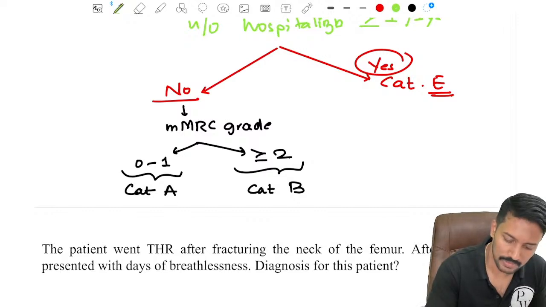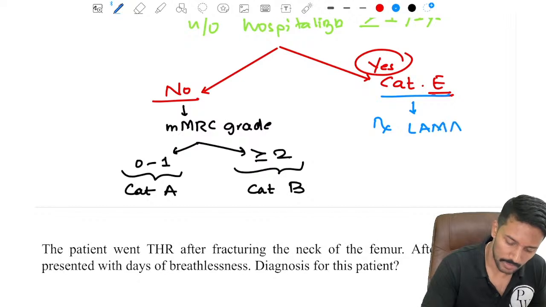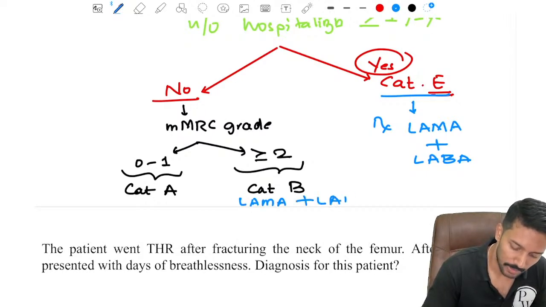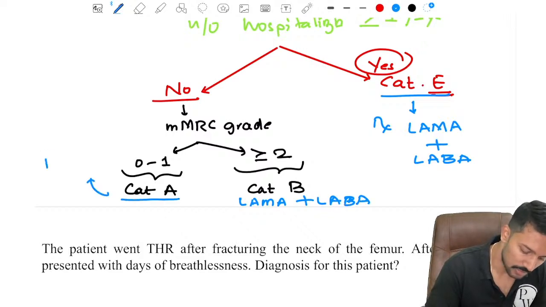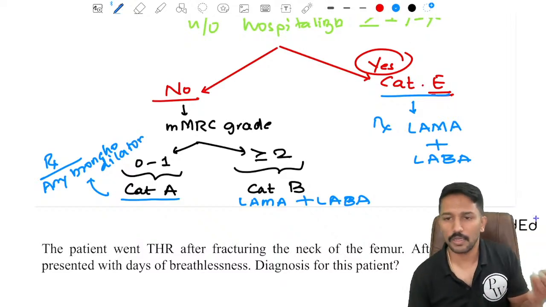Now we will see how we treat these categories. If it is a case of category E, the exacerbation is the predominant problem and LAMA plays a very important role in reducing the exacerbation. So treatment should have a LAMA, plus for good symptomatic relief, we will also give them a LABA. And from 2023 onwards, for category B also we follow the same treatment, LAMA plus LABA. But for a category A patient, we start the treatment with any bronchodilator. So any bronchodilator means either LAMA or LABA.